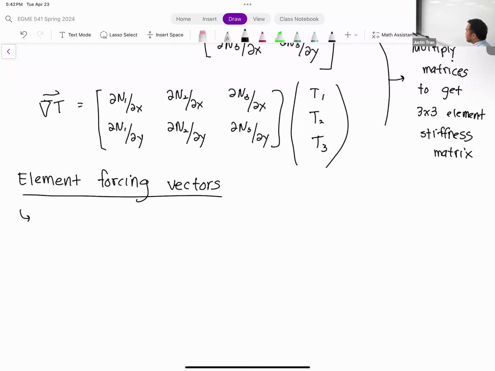So for the element forcing vector, we're going to use the same shape functions. That's the theme of this whole unit: to use the shape functions. And we're going to plug them into the integral term with the thermal generation, as well as the line integral containing the Neumann boundary condition.